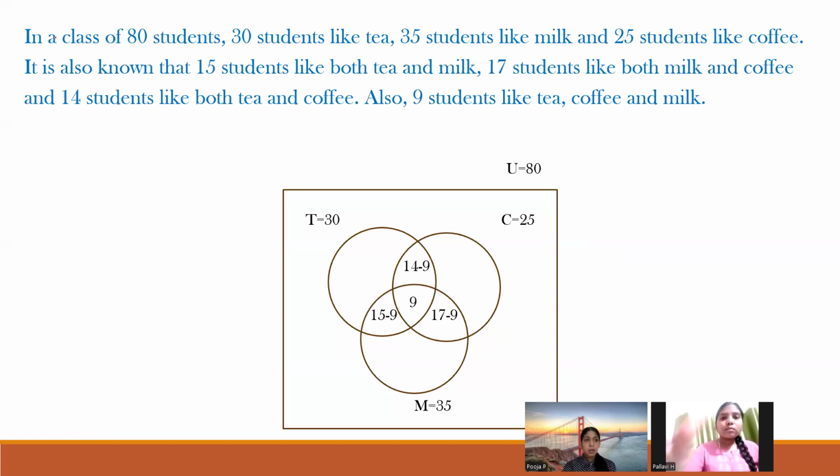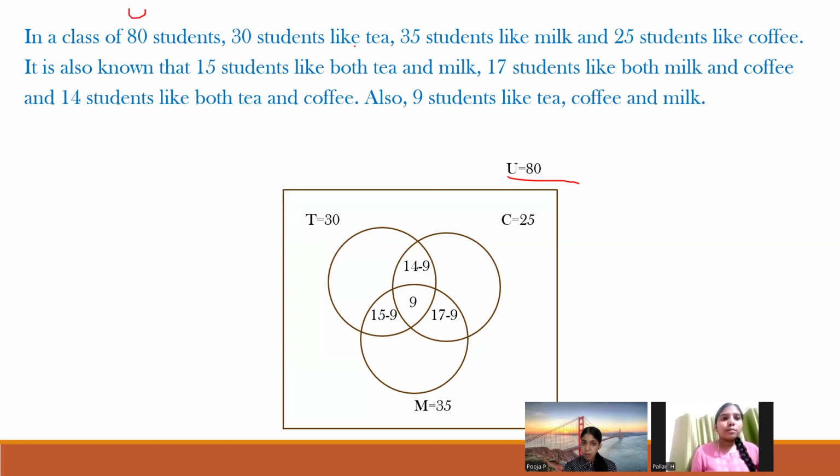Yes. So yeah, they have given us a question. In a class of 80 students, 30 like tea, 35 like milk, 25 like coffee. It is also known that 15 like both tea and milk, 17 like both milk and coffee, 14 like both tea and coffee, 9 students like all the three. So first thing that they have given, in a class of 80 students, which is nothing but the universal set. So the entire class is 80 students.